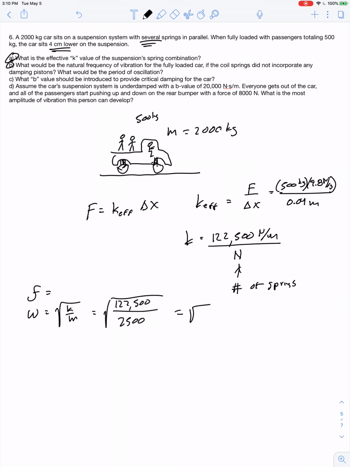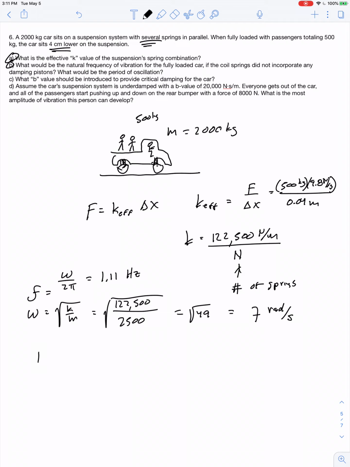So this becomes the square root of 49, which gives us 7 radians per second. Well, frequency in hertz is the angular frequency divided by 2 pi. So 7 divided by 2 pi is equal to 1.11 hertz. Means it completes a little more than 1 vibration per second.